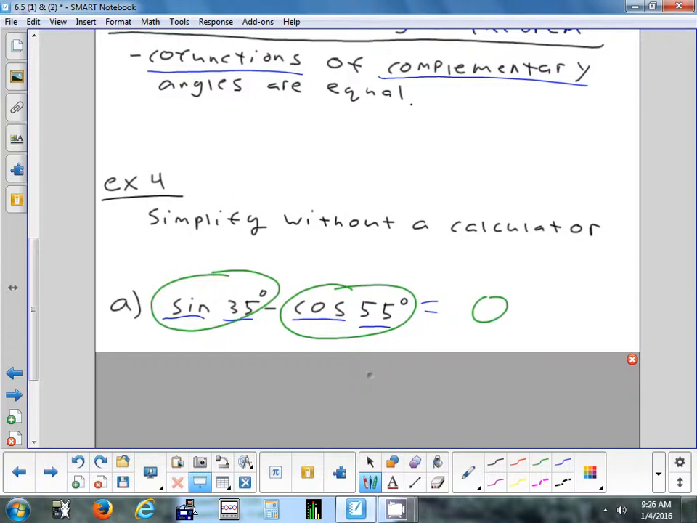What is the sine of 35? I have no idea. It's some decimal that never ends. It goes on forever. What's the cosine of 55? I don't know. But what I do know is they're the same. So if I subtract two things that are the same, I always get 0.